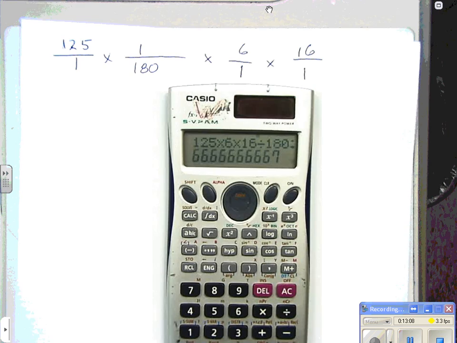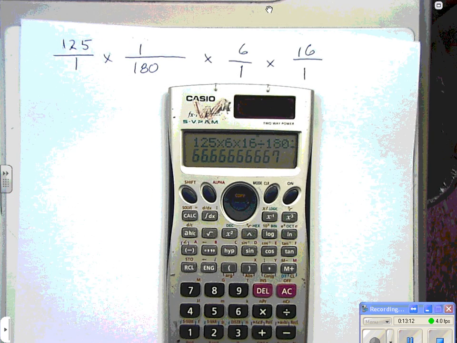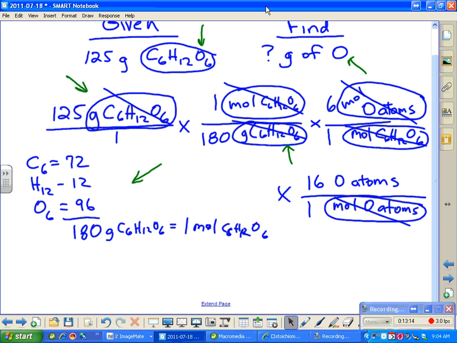And the number I get is 66.7. We'll round that, and that will be the number that we have for the answer. 66.7, and that's going to be atoms. Oh, grams. Yeah, grams. This is grams of oxygen atoms.